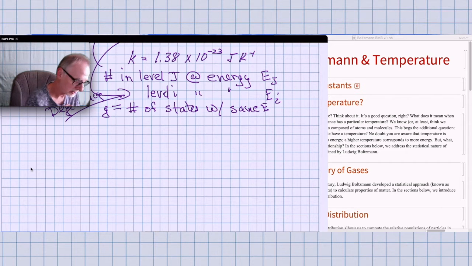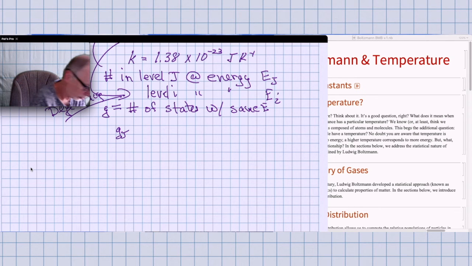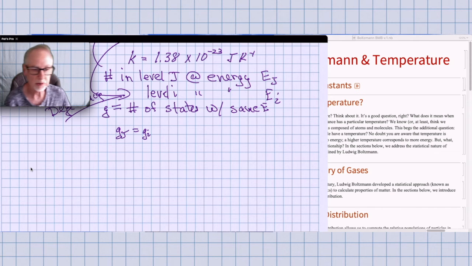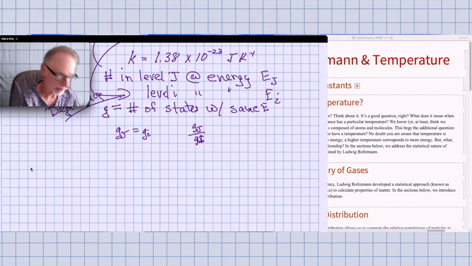So if we've got a situation where the system is either non-degenerate, meaning that's only one, all right, or we have a situation where the degeneracy of G sub I is equal to G sub J, then of course the ratio is equal to 1, and that makes life much easier in a situation like that.